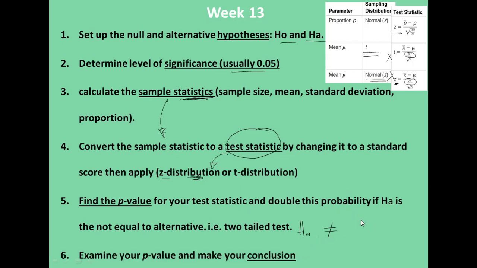So if the p-value is greater than 0.05, then we fail to reject the null hypothesis, right? Which means the null hypothesis stands. If the p-value is less than 0.05, right, then we reject the null hypothesis, which means the alternative stands.